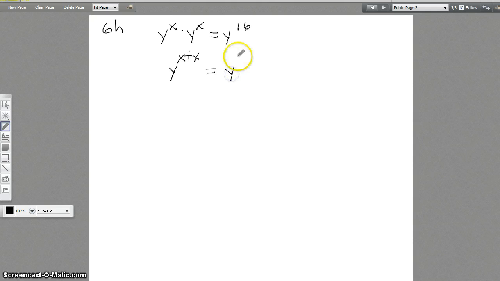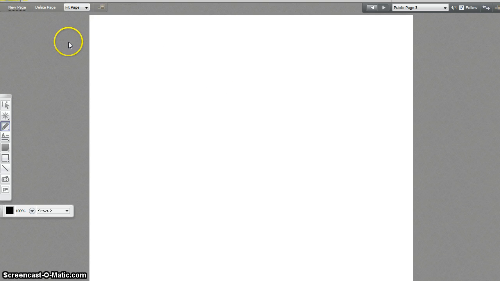And that's the same as y to the 2x, because we have two x's there, which equals y to the 16th. So 2x must be equal to 16. And that means that x must be 8, because 2 times 8 is 16. Okay, remember, number 6 is just like number 13. Okay, the next thing we're going to look at is number 7.